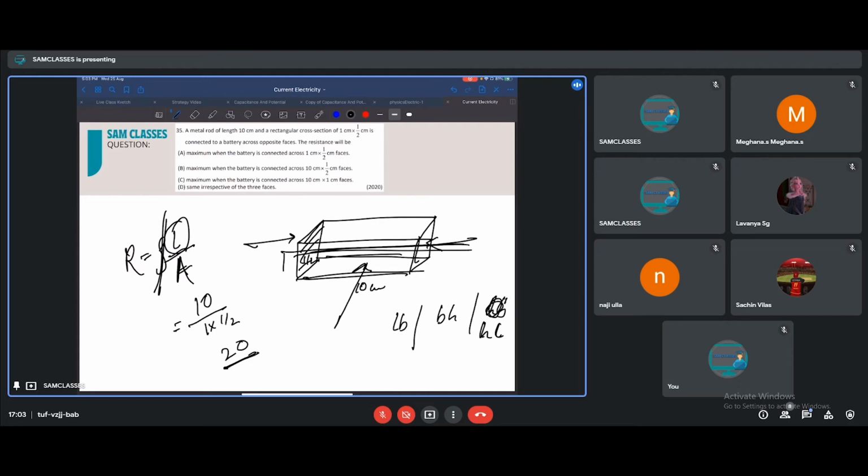For all other cases, what is happening? If I'm going by this area, let's say this red part, so what will be the area? 10, and the length, it will be less. So it will be always less than 20. Correct. For the other part also same thing. So what will be my answer? Maximum when the battery is connected across 1 centimeter into half centimeter faces. Correct. Because L by A value will be max for this first case. For all other cases, it will be less.